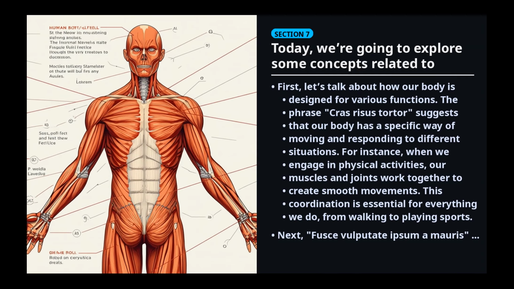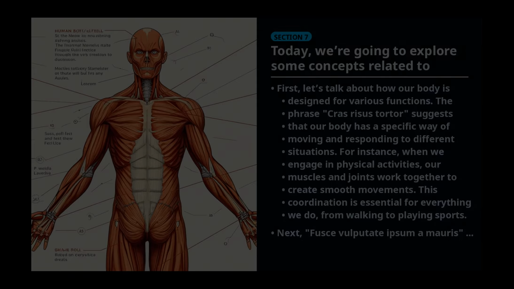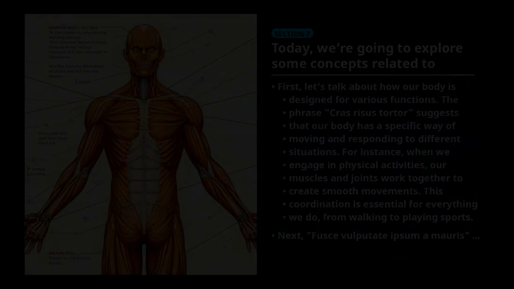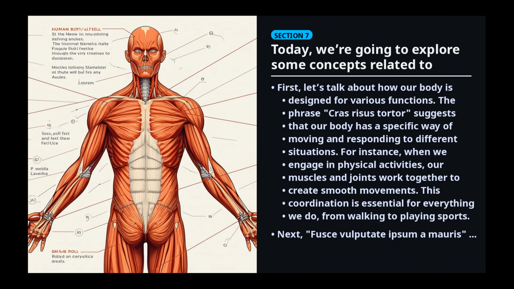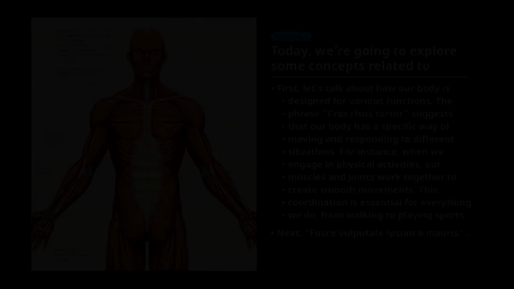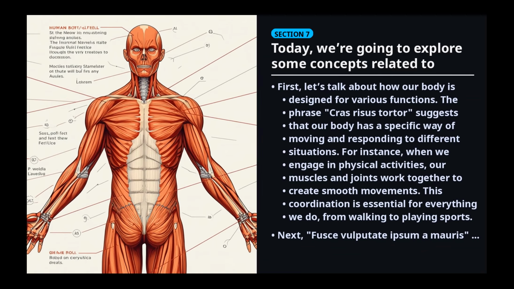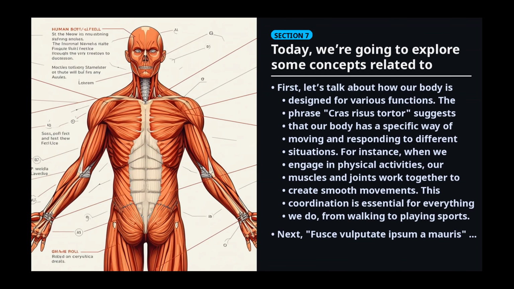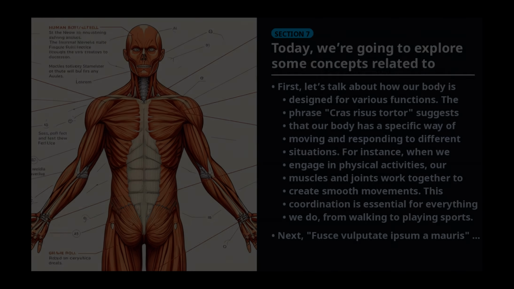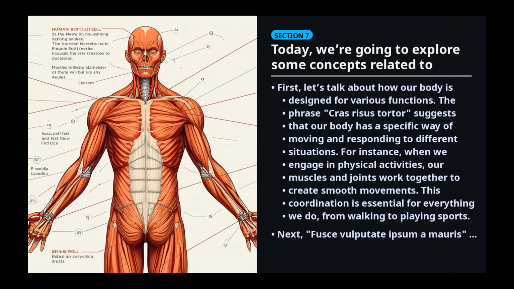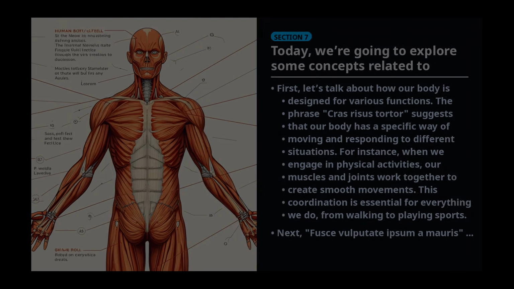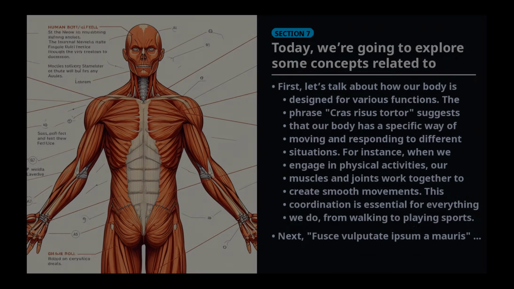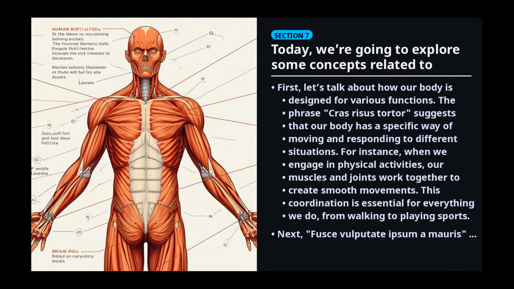Next, Faseval Pitatapsum Mauris indicates that there are specific pathways and mechanisms in our bodies that help us perform tasks efficiently. Think of it like a well-organized team where each member knows their role, leading to better performance. Additionally, Kerobita Sedoran reminds us that maintaining balance and stability is crucial. Just like a tightrope walker needs to keep their center of gravity, our bodies also require balance to function properly. In summary, our body is a complex system designed for movement and stability, allowing us to perform a variety of activities effectively.